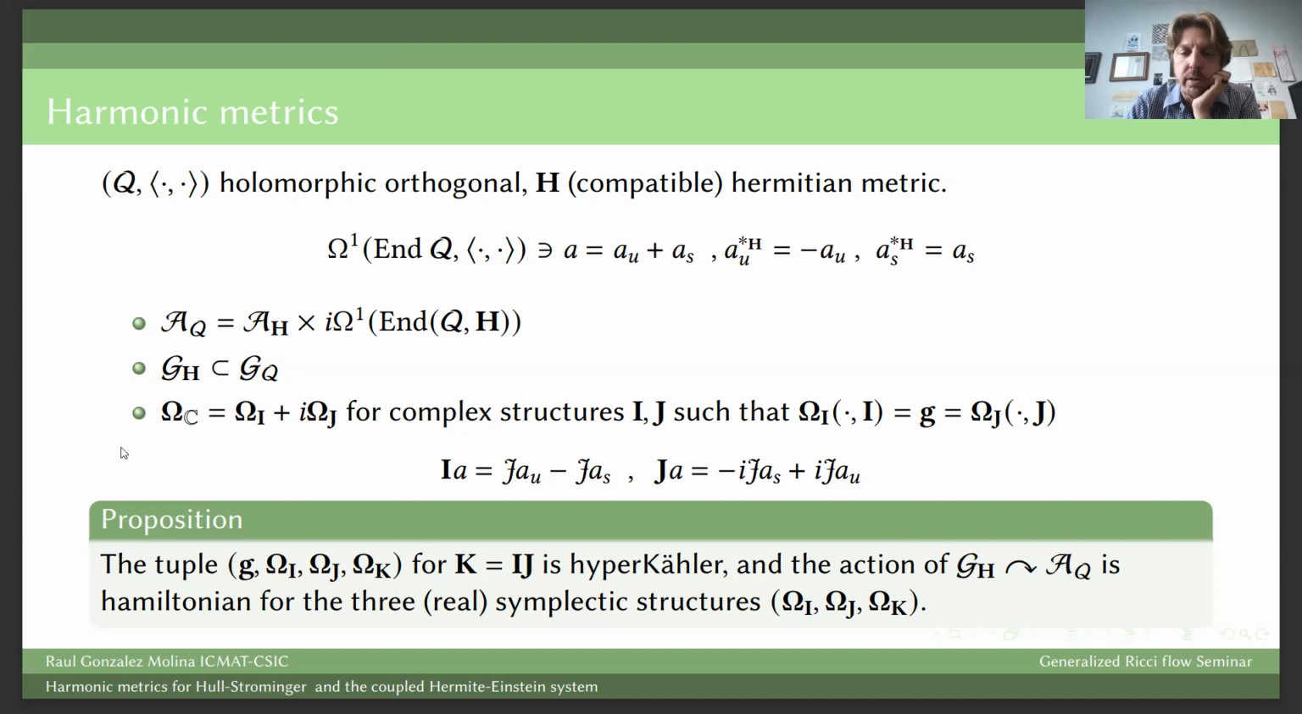Raul, is it right that up to this point, the choice of H is arbitrary? Yes, it is arbitrary, but it has to satisfy some compatibility condition with the pairing. And this compatibility just means the same that happens in C^n.